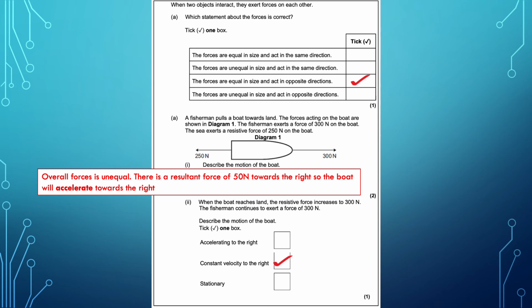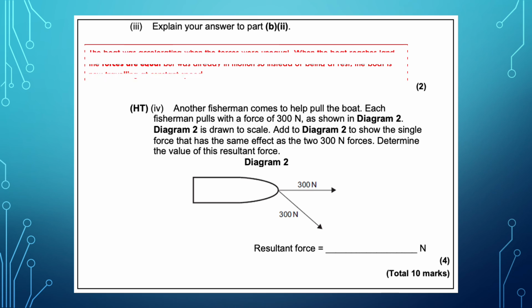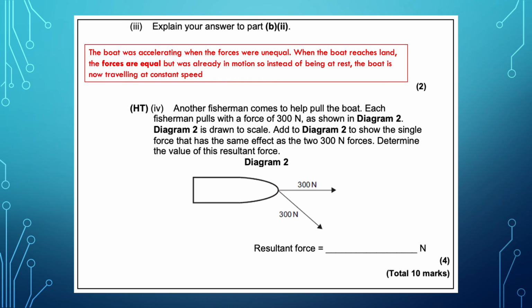Okay. But luckily enough, in part 3, you are required to explain your answer. So on the next page, explain your answer to part B, part 2. So in this case, the boat was accelerating when the forces were unequal, and when the boat reaches land, the forces are then equal, but it was already in motion. So instead of being at rest, the boat is now traveling at a constant speed. All right, so hopefully that made sense.